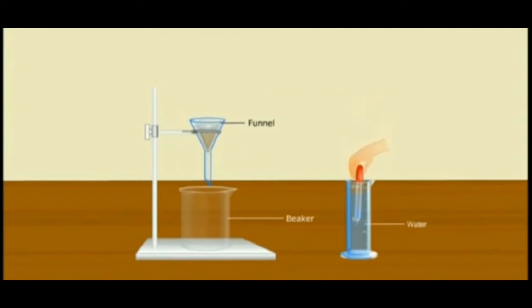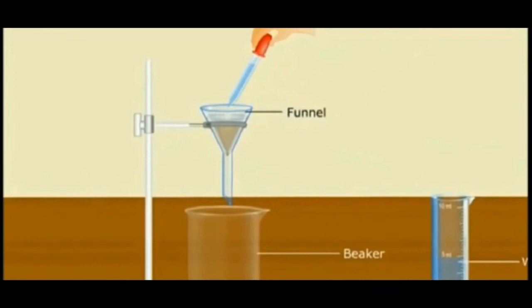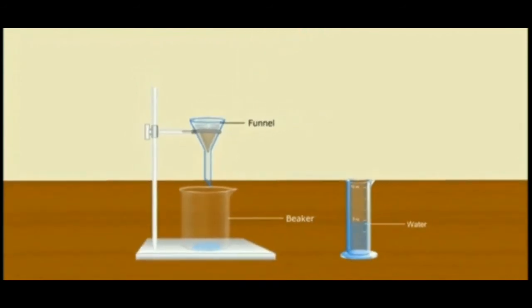Measure a certain amount of water in a measuring cylinder and pour it drop by drop on the soil. Do not let all the water fall at one spot. Pour water all over the soil. Keep pouring water till it starts dripping. Subtract the amount of water left in the measuring cylinder from the amount you started with. This is the amount of water retained by the soil.